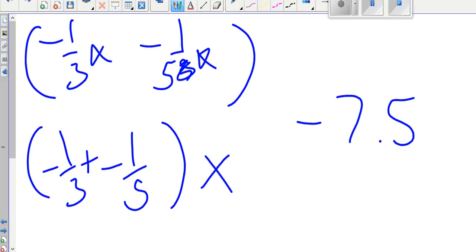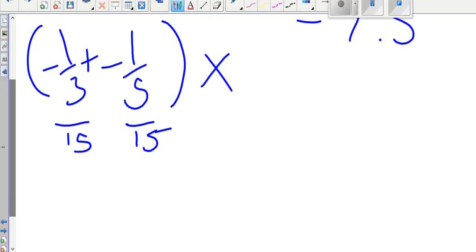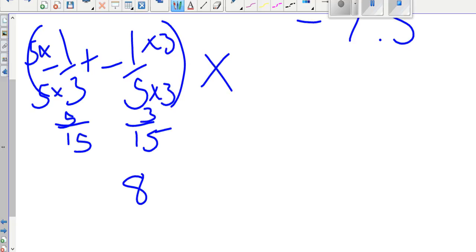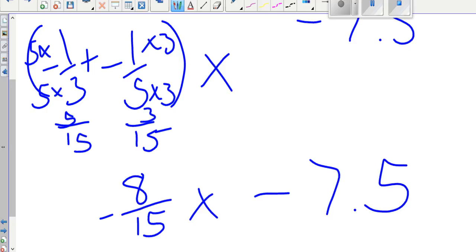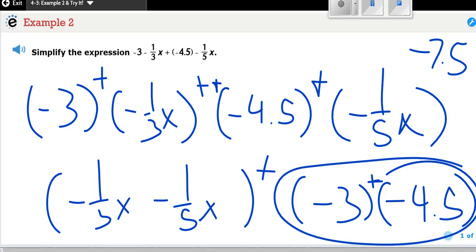Here's that rational number, extra steps. So the common denominator between 3 and 5: 3 times 5 is 15, so let's use that. So 15 and 15 for our denominators. That's times 5 here, so I got to multiply times 5 on top. So 5 fifteenths, and then times 3 down here, times 3 up here. So that's 3 fifteenths. So a total of 8 fifteenths x minus 7.5. Let's see if I'm good at math or if I need to go back to school.